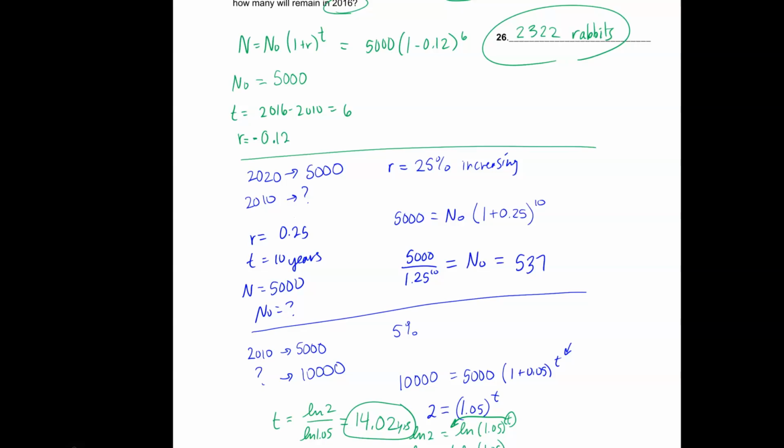So this is showing you all 3 ways I can ask you a question. I'm going to ask you to solve for the final amount, the initial amount, the time. I could ask you to solve for the rate. You'll get the same answer.